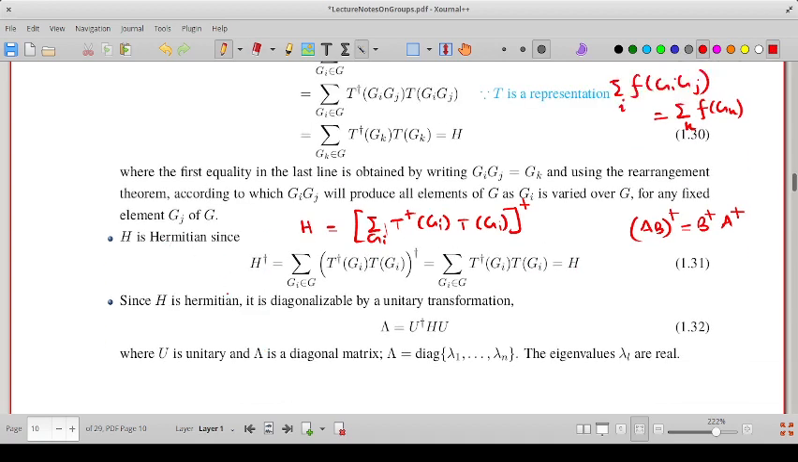Now, since H is Hermitian, it is diagonalizable by a unitary transformation. So let U be the unitary transformation that diagonalizes it. The diagonal matrix will be denoted by lambda. So lambda is equal to U dagger H U, where U is unitary, that is U dagger U is the identity matrix. So this is diagonal, and since H is Hermitian, the eigenvalues will all be real. Since it is an n by n matrix, it will have n real eigenvalues and can be written as diagonal lambda 1 up to lambda n, where all these lambda 1, lambda 2, etc. represent the eigenvalues, and all of them are real.